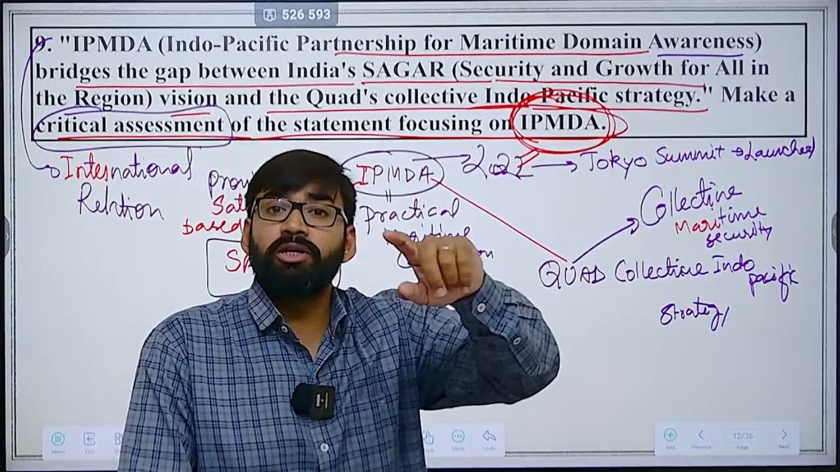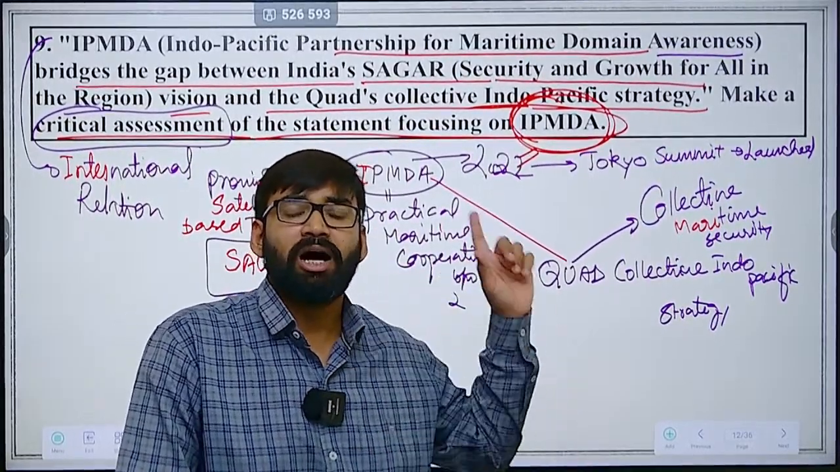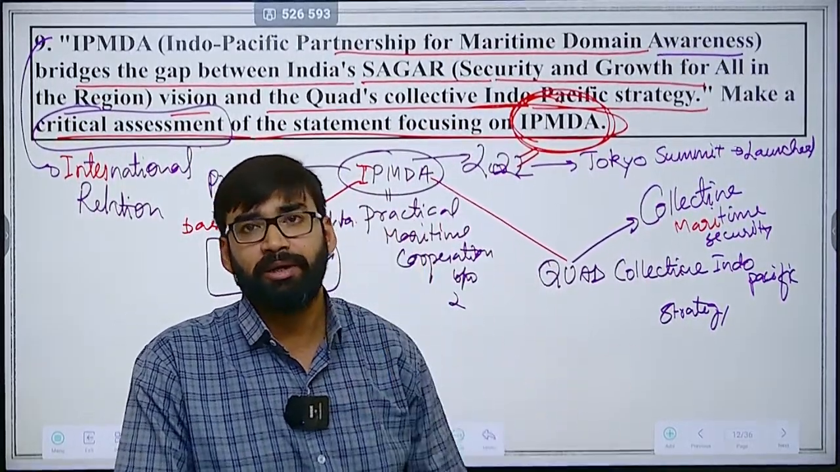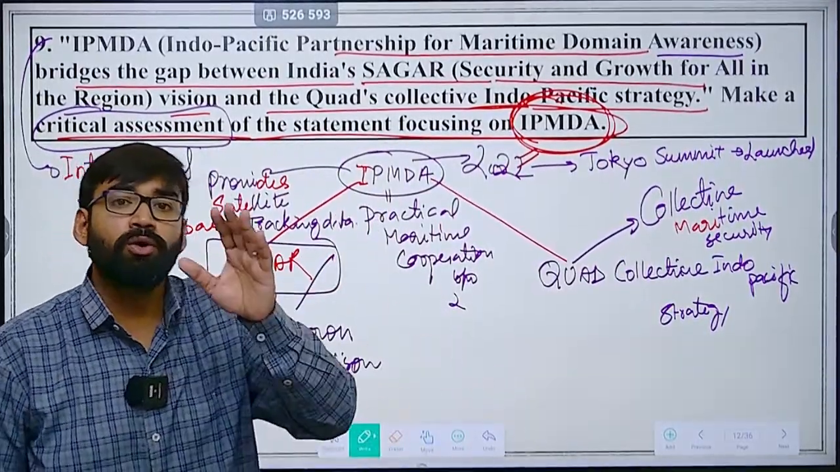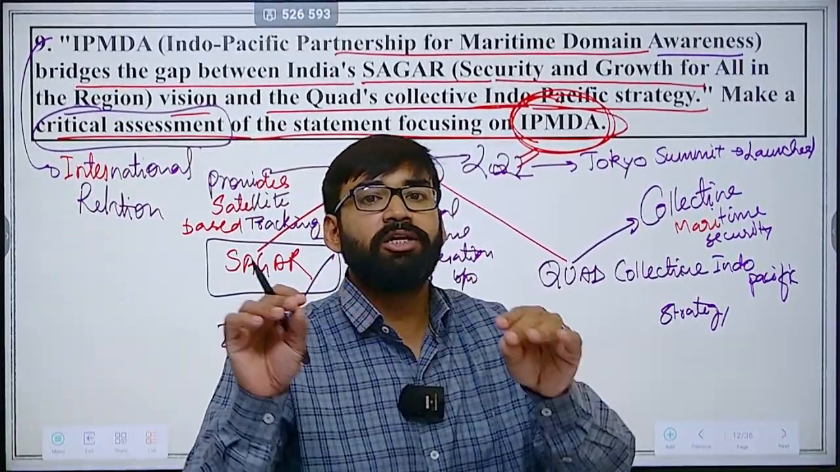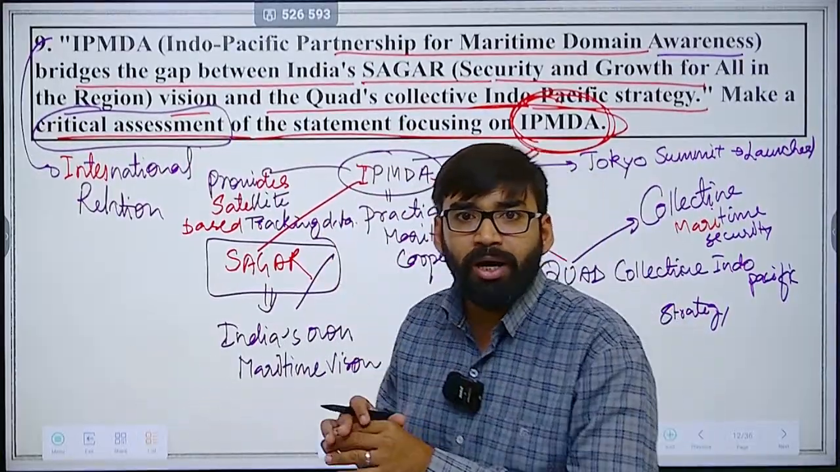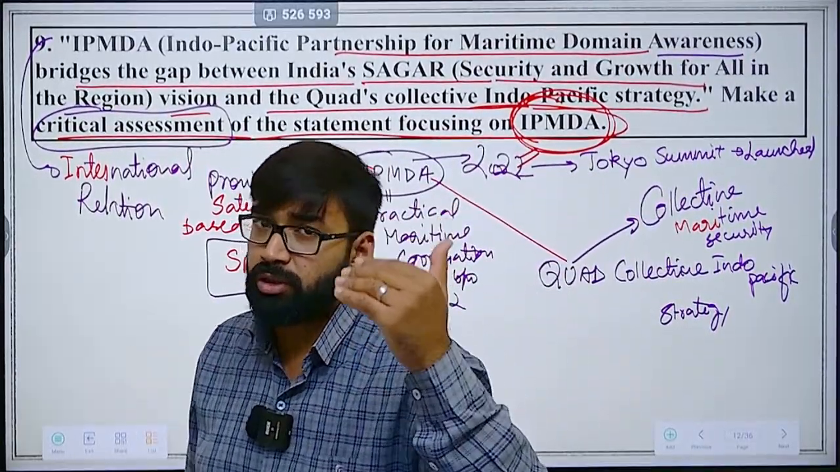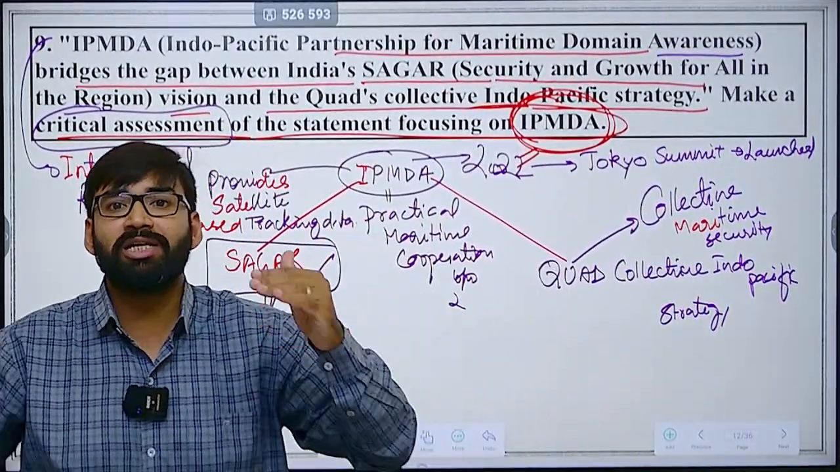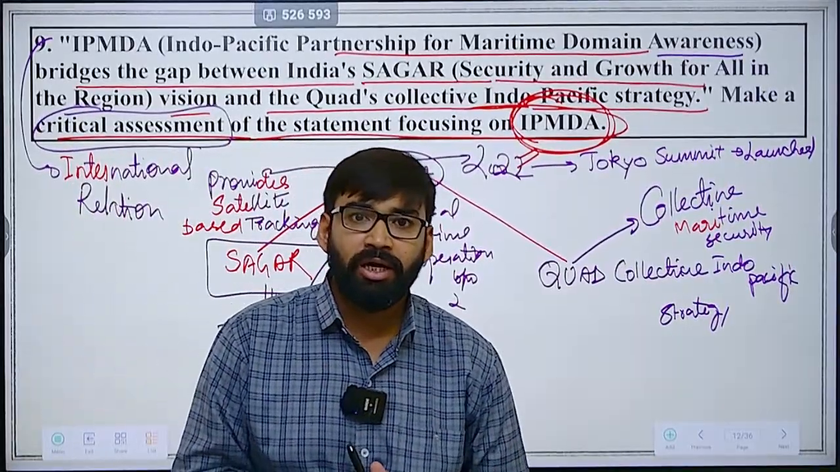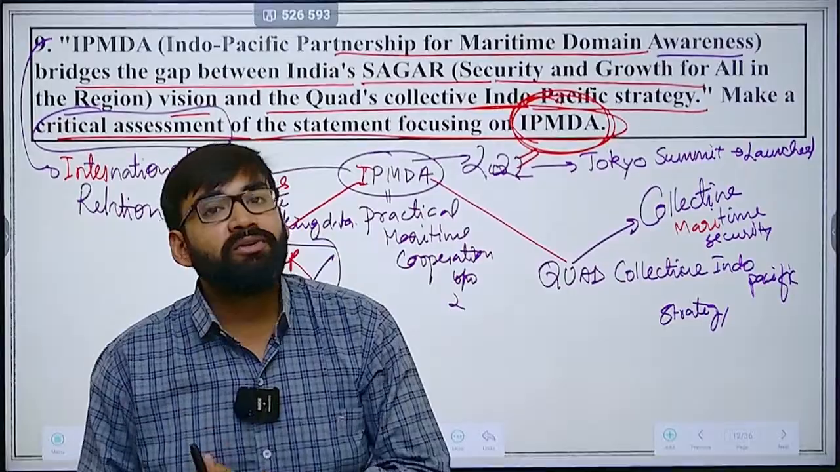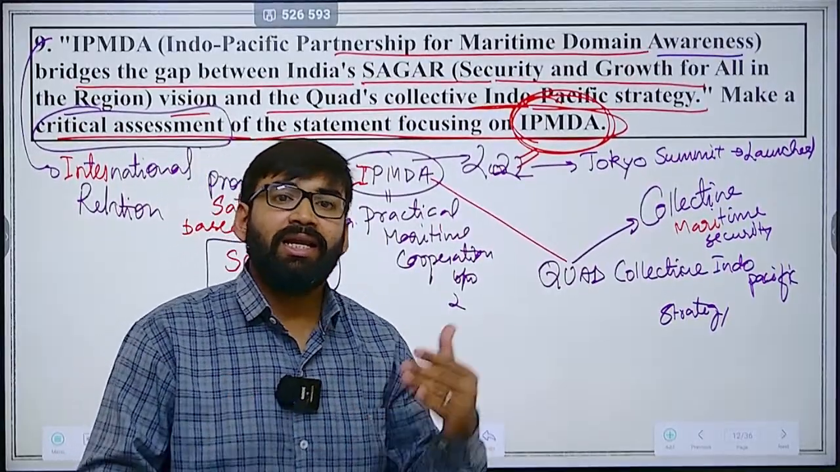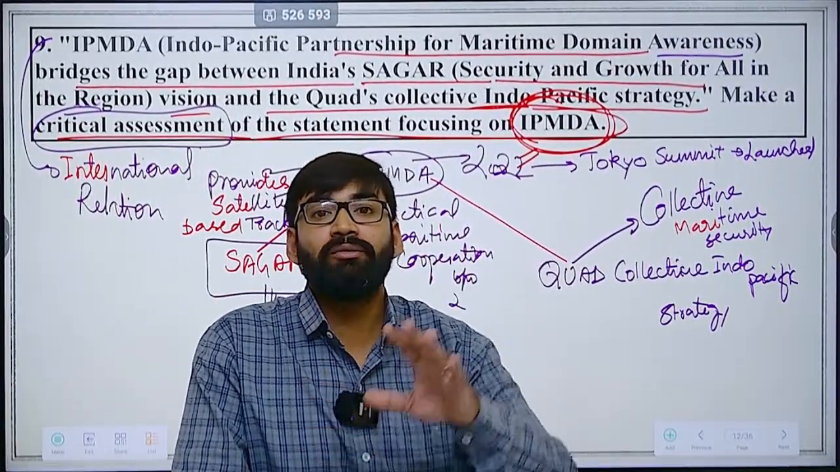So you need to understand the three core elements: Sagar, Quad strategy and IPMDA. So what is IPMDA? It is a non-military, technology driven initiative that uses commercial satellite radio frequency. Why? To monitor unflagged vessels, and second, illegal fishing and dark shipping in real time.